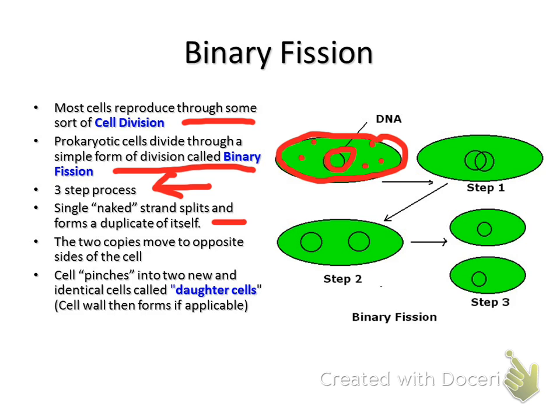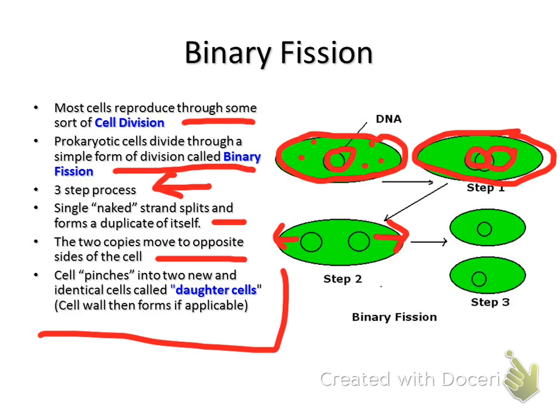So just like we learned in our last cell cycle, the DNA must be copied. Now we've got 2, right? All inside of the bacteria cell. Next step, the 2 copies move to opposite sides of the cell. So this copy moves over here, this copy moves over here, right?